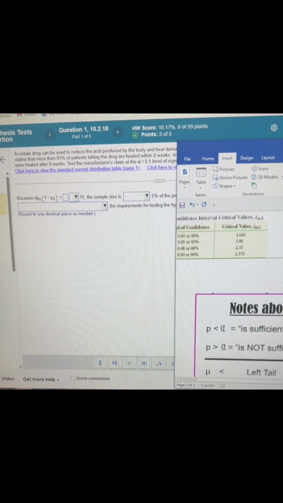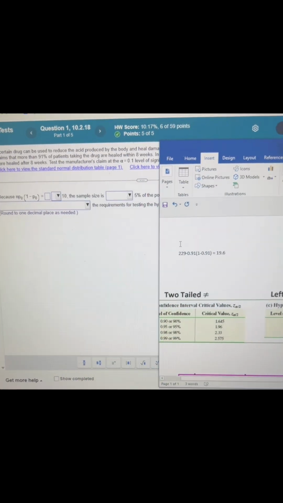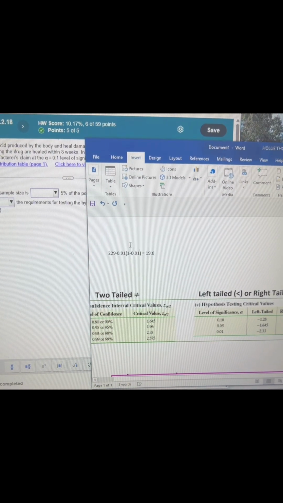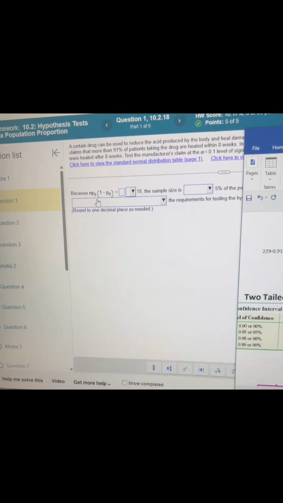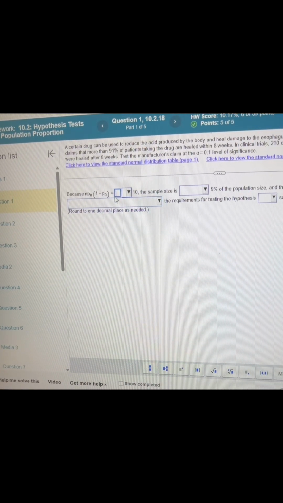Number one, I have put n, which is the biggest number, 229, times 0.91 times 1 minus 0.91. It literally gives you the formula to use right here. So I'll put that in the calculator: 229 times 0.91 times 1 minus 0.91, and I get 18.8, rounded to one decimal place.